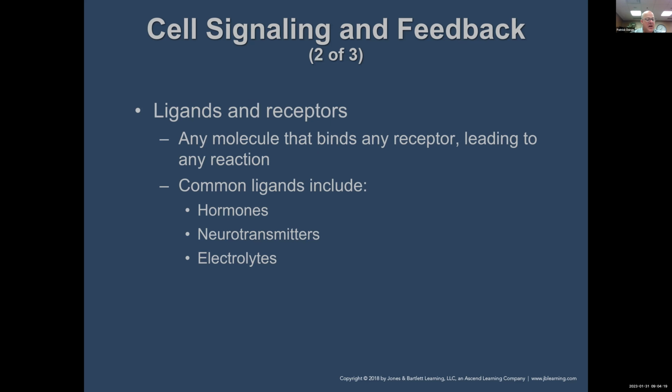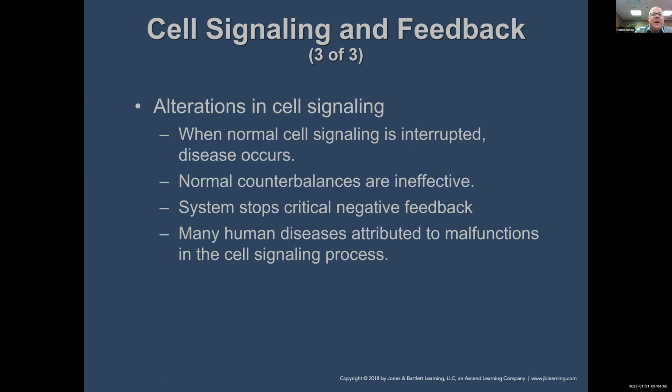Ligands and receptors: basically, a ligand is an ion or a molecule, and a receptor is simply a receptor port in the cytoplasm of the cell. Ligands include hormones, neurotransmitters, and electrolytes, like we talked about. A molecule that binds to any receptor that leads to any reaction. So that would be ligands and receptors, and this is cell signaling and feedback we're talking about.